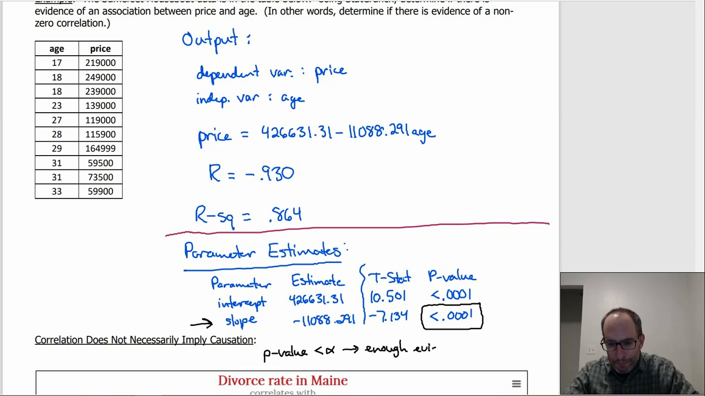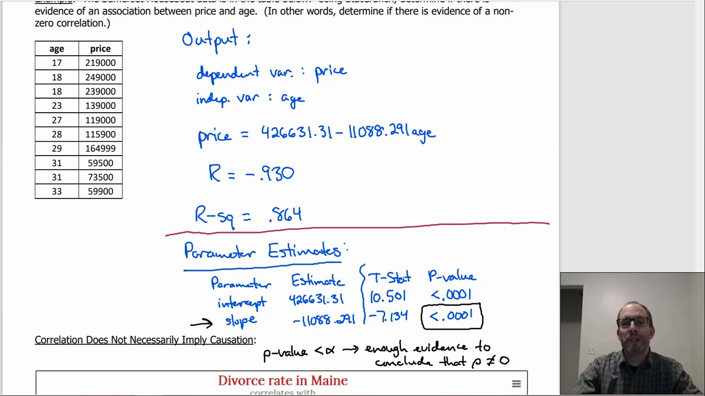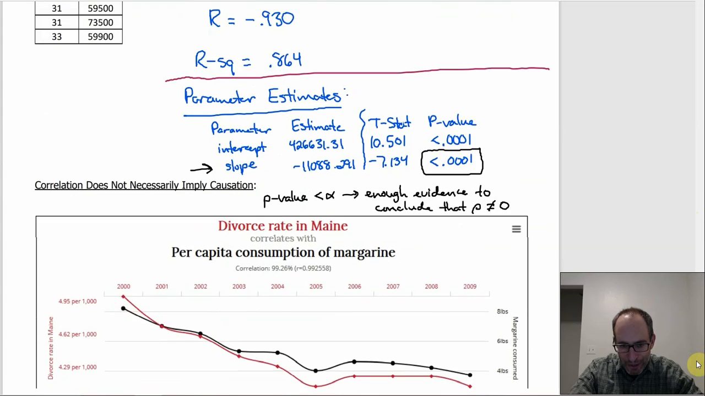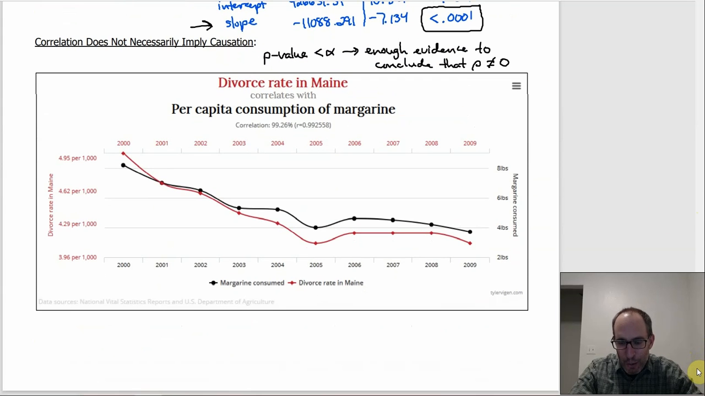So then there would be enough evidence to conclude that the correlation is not zero, right? And that's what we're looking for. We have evidence of a non-zero correlation, which is the same thing as saying we have evidence of an association between the two variables, price and age. All right, let's see. I wrote too big up toward the top, and I had to write almost into the next thing.